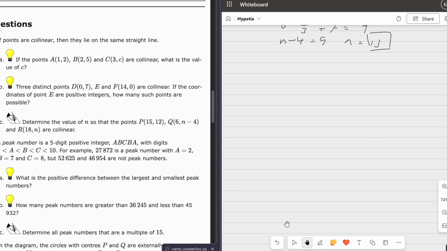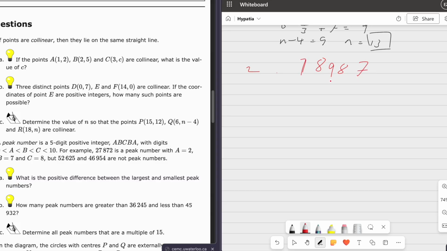Okay. For the second question, what is the point difference between the largest and smallest peak number? So this one is also really easy. Since the middle one, C, should be the biggest, so we'll do C is equal to 9, B equal to 8, and A equal to 7.